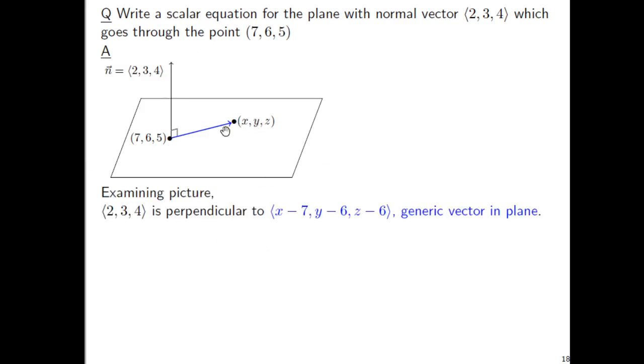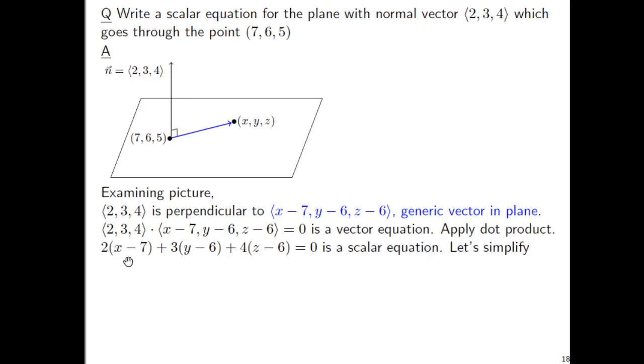Shouldn't it be, this is a point, this is a point, so you do the coordinate of the final point minus the initial point, so you get this vector right here. And now we just need to dot that vector with the 2, 3, 4 vector, and we're going to declare that needs to be 0 to create this 90-degree angle. And if we just write out what the dot product does, we'll have 2 times quantity x minus 7 plus 3 times quantity y minus 6 plus 4 times quantity z minus 6 equals 0.